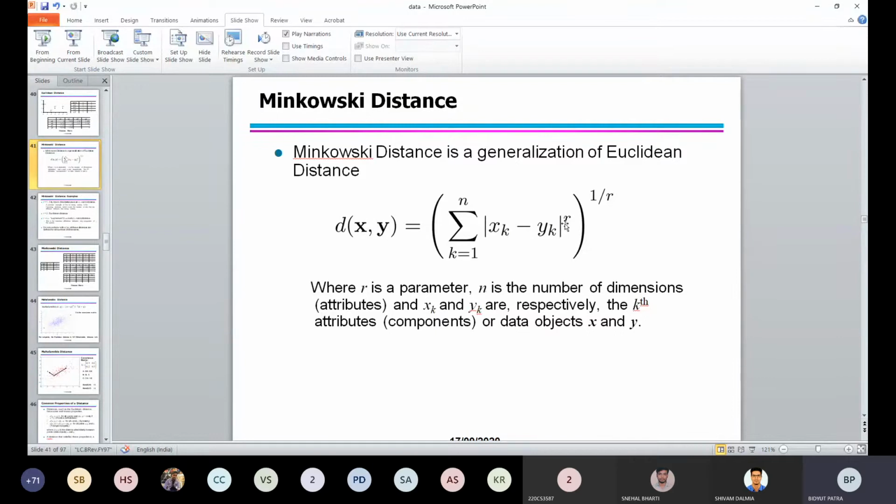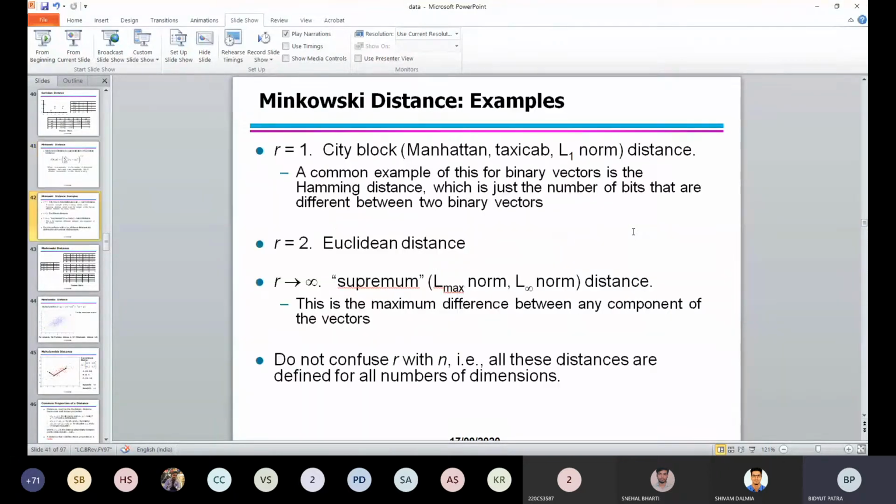But you can take either the square, and if we take the square, that is something called the L2 norm. And if you take 1, then we will say it is the city block distance. And if you take something else, then we have to take the 1 by r power. So r can be 1, 2 and so on. But this is the generalized formula for the Euclidean distance. Maybe on the next slide we can see a little more detail.